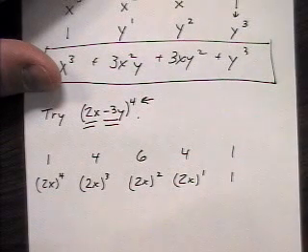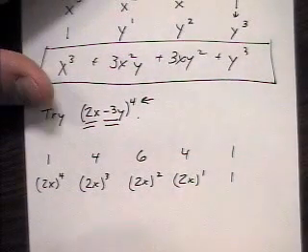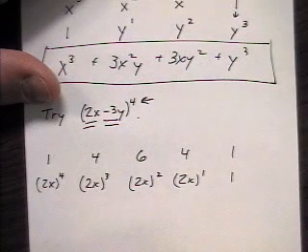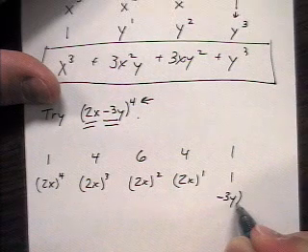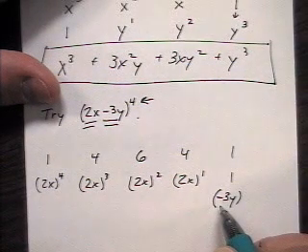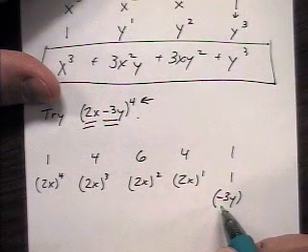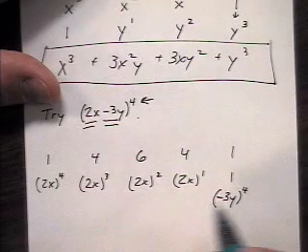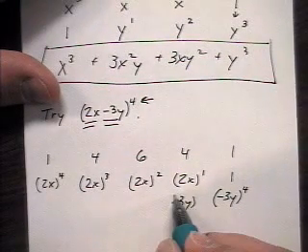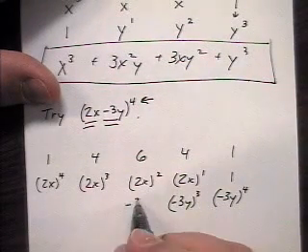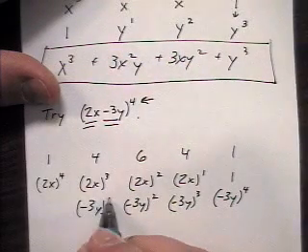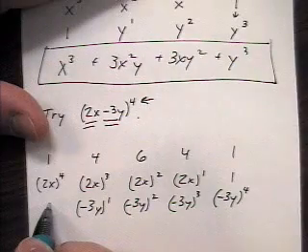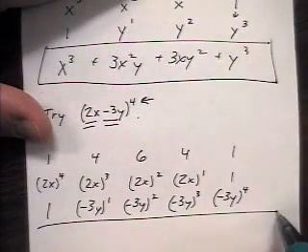Why did I keep saying 2 to the x? 2x. Then I drop down and I have my second term. Now keep in mind that minus goes with the 3. That is important. And a minus 3y to the third, and a minus 3y to the second, and a minus 3y to the first, and a minus 3y to the 0 is just 1.